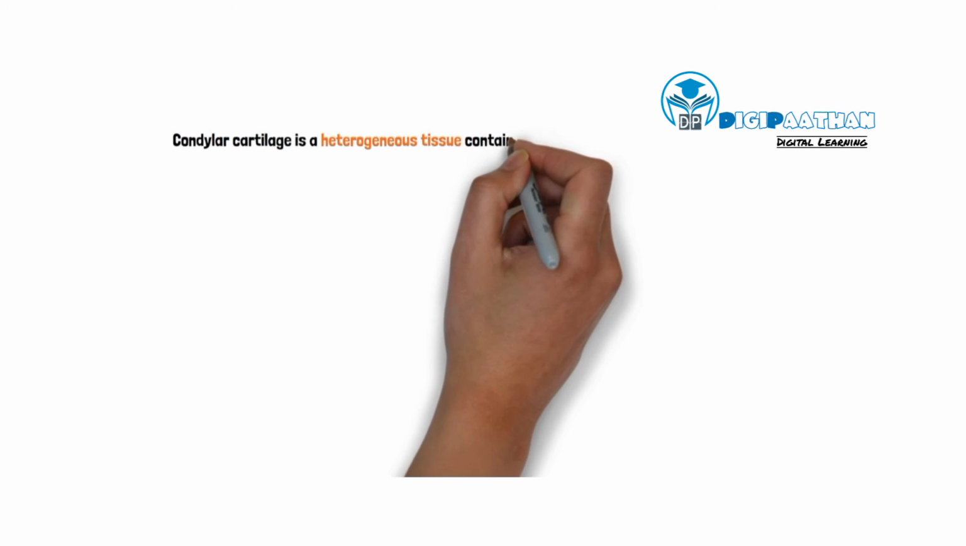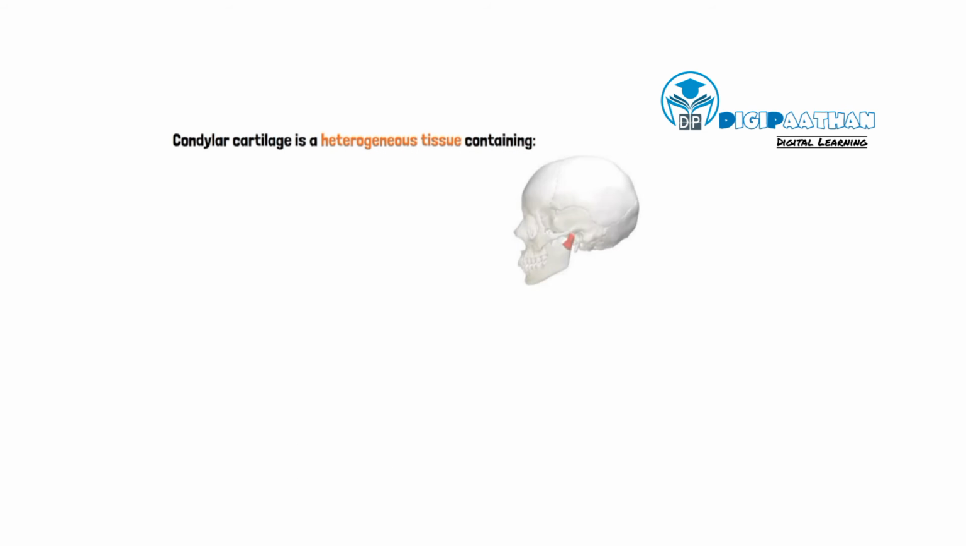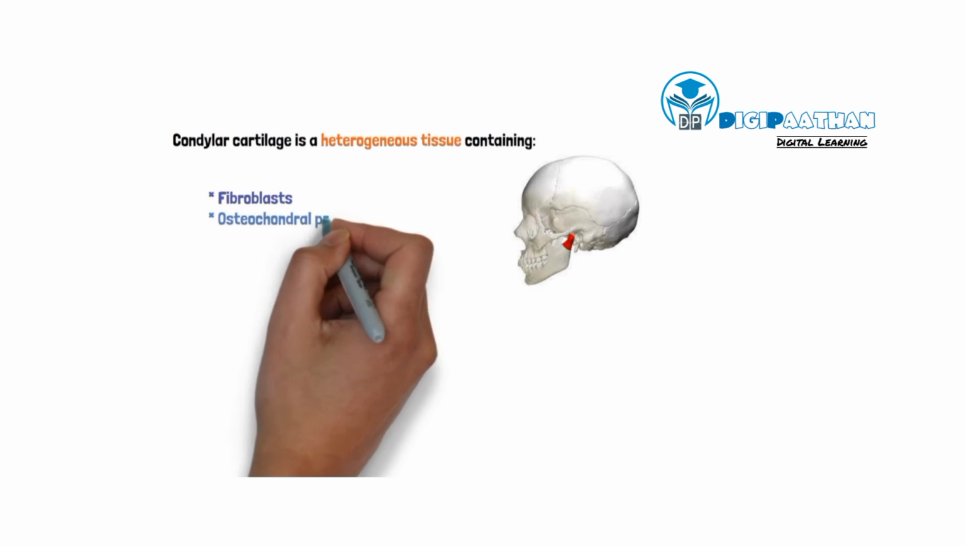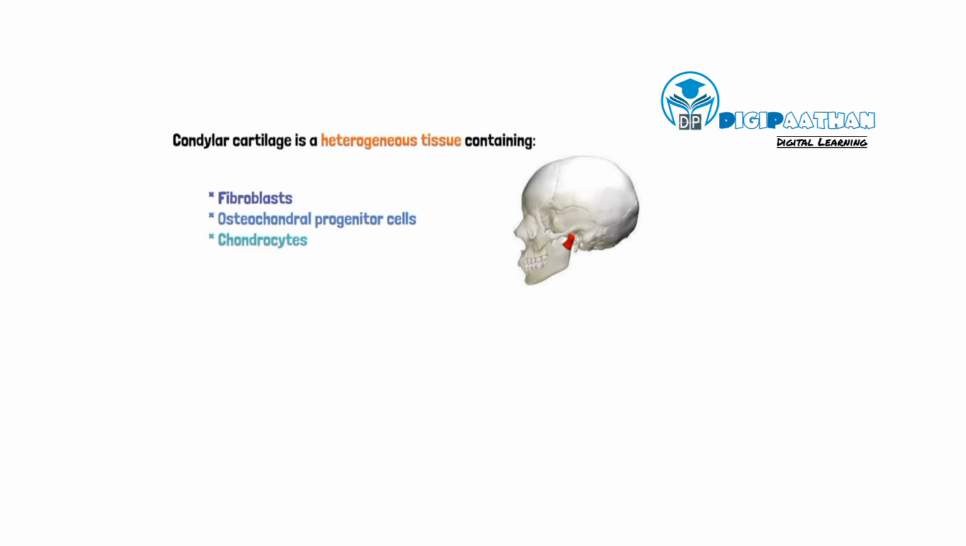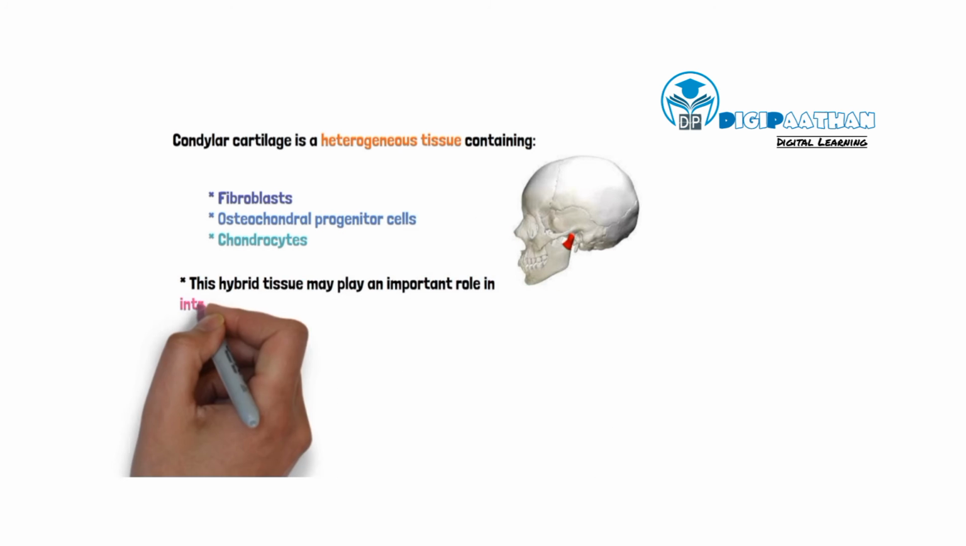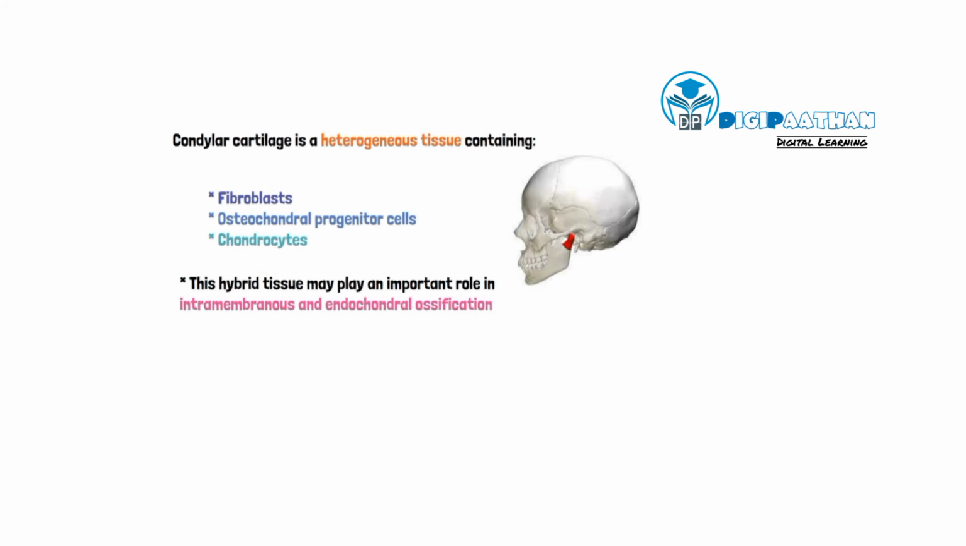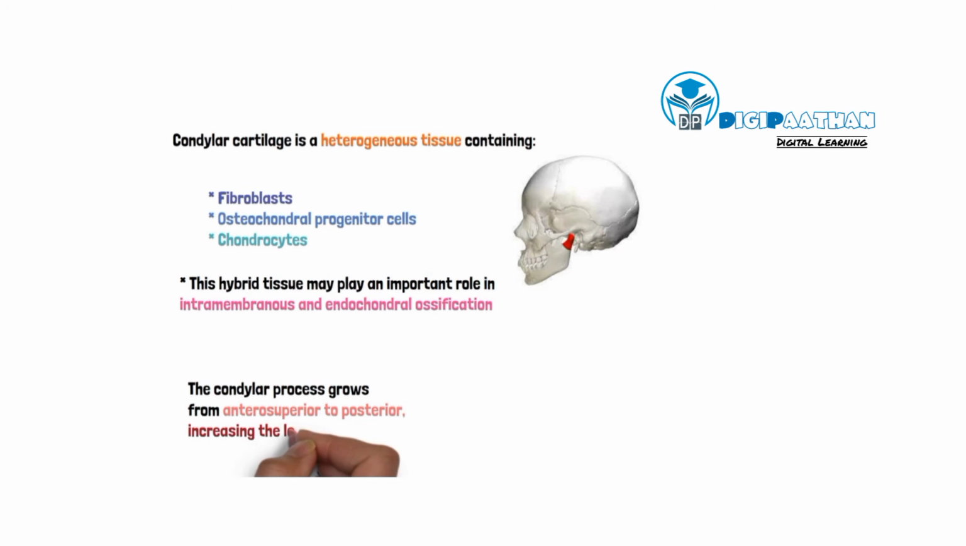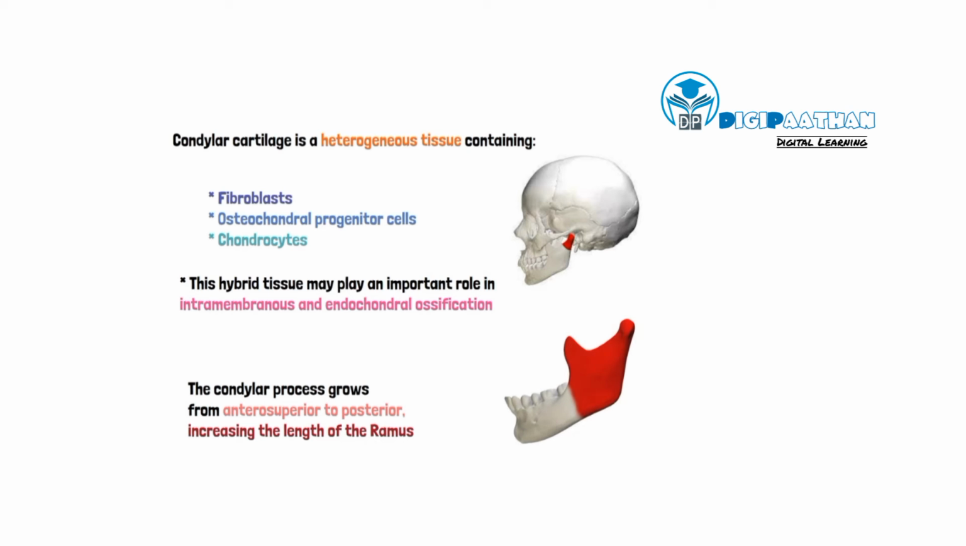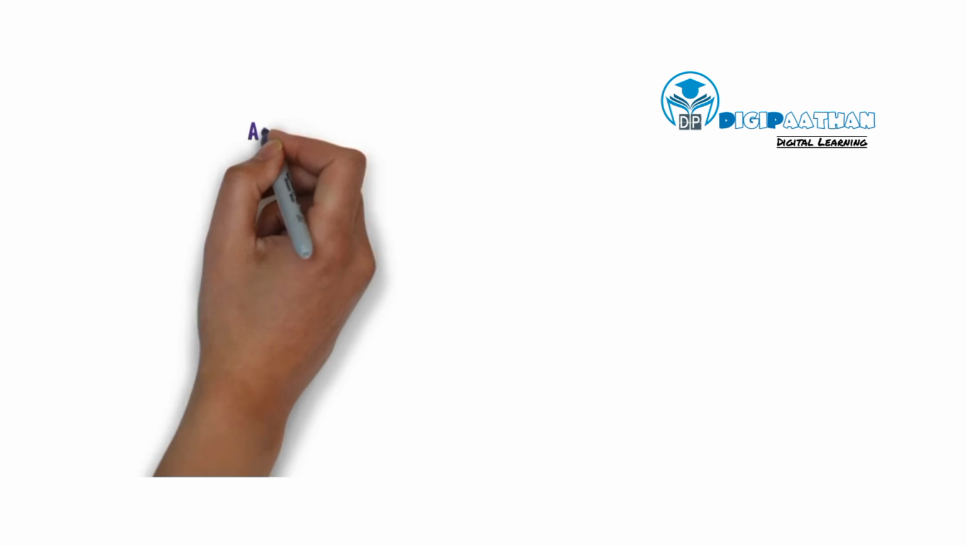Now the condylar cartilage is a heterogeneous tissue, meaning it contains different cells. It consists of fibroblasts, osteochondral progenitor cells, and the chondrocytes. This is a hybrid tissue and it plays a very important role to regulate the different bone formation. And this is going to help in the intramembranous and the endochondral ossification, just like we discussed before. So the condylar process grows in a wide range of directions, from anterior superiorly to posterior, and this growth increases the length of the ramus.